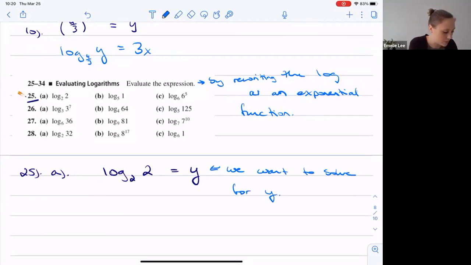Now I'm all hung up on, where's that change of base formula? Let me just try to find it so that I know. Okay, it's not until 4.4. Fine.